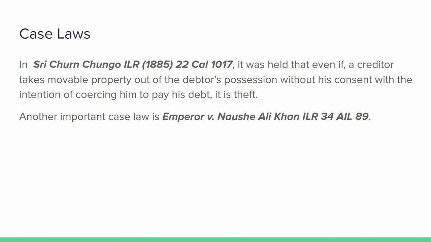Next we will move forward to case laws. In Sri Chand Chango, ILR 1885 22 Calcutta 1017, it was held that even if a creditor takes movable property out of the debtor's possession without his consent with the intention of coercing him to pay his debt, it is theft. Another important case law is Emperor versus Naushi Ali Khan, ILR 34 All 89. If you want to note down these case laws, you can by pausing the video.